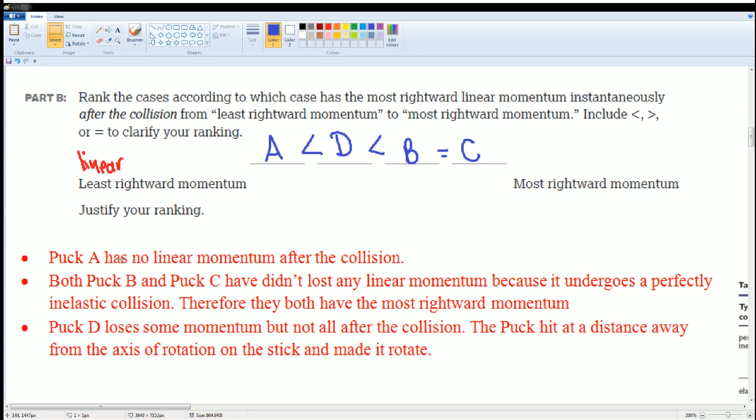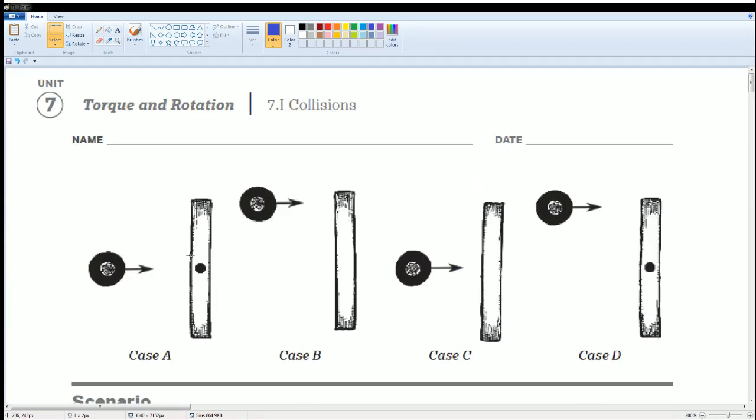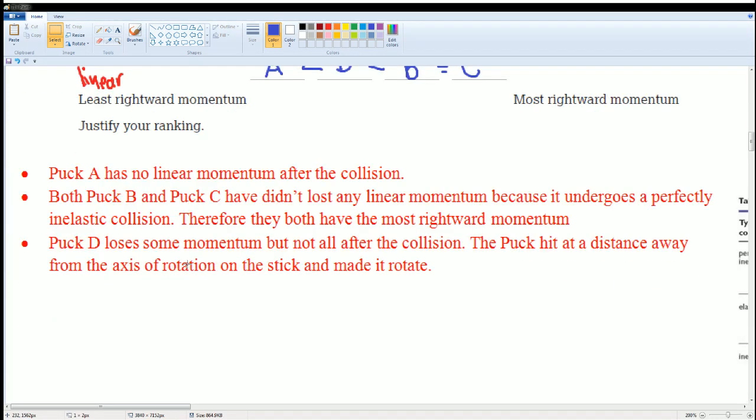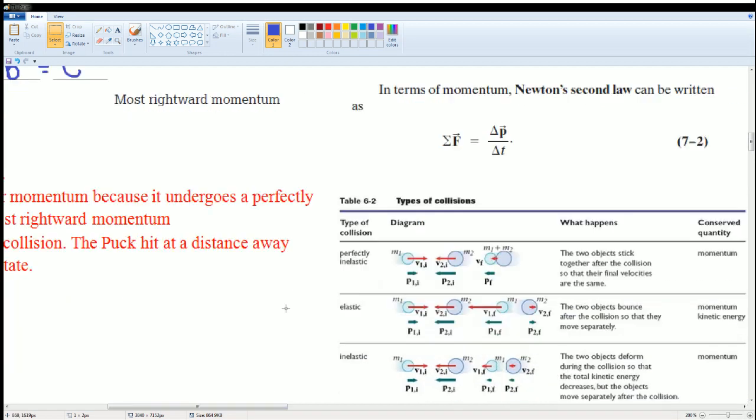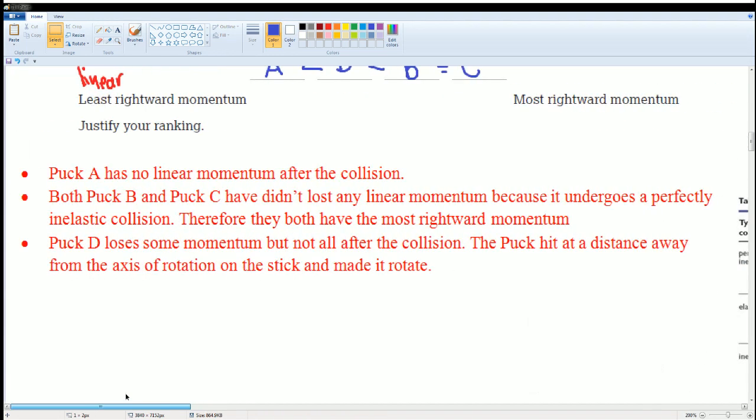So I wrote, puck A has no linear momentum after the collision. It's pinned down, it hits it, and it has no linear momentum after the collision. Puck B and C did not lose any linear momentum because each undergoes a perfectly inelastic collision. Therefore, they have the most rightward momentum. If you want to know what a perfectly inelastic collision is, it's right here: the two objects stick together after collision, so the final velocities are the same.